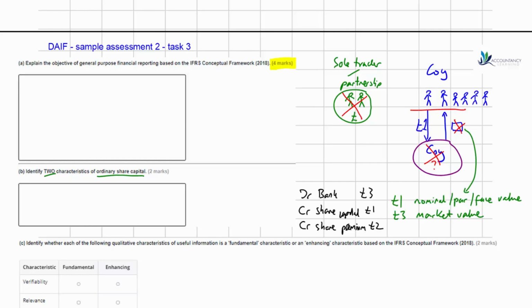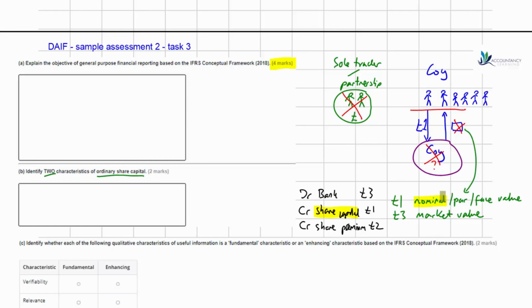When the shareholders pay their money into the company, here's the double entry: we would debit bank with the £3, the amount that's actually paid by the shareholder. We would credit share capital with £1. It's important to recognise that in the accounts, the share capital is always valued at the nominal value. And then the extra that's been paid in is the share premium of £2.